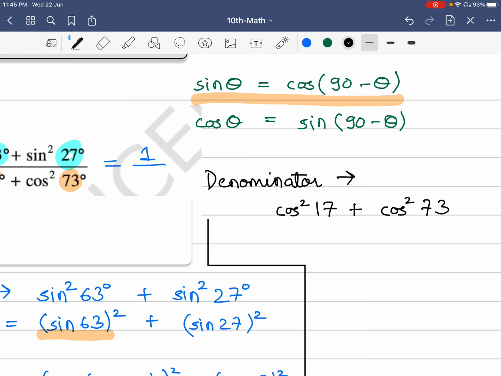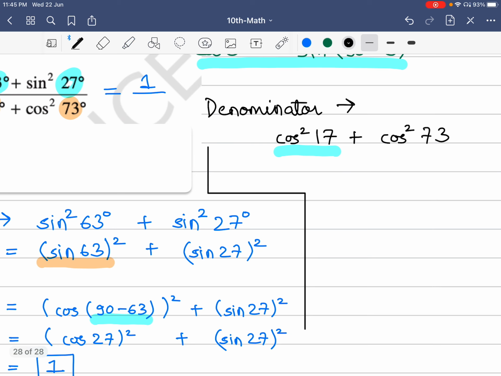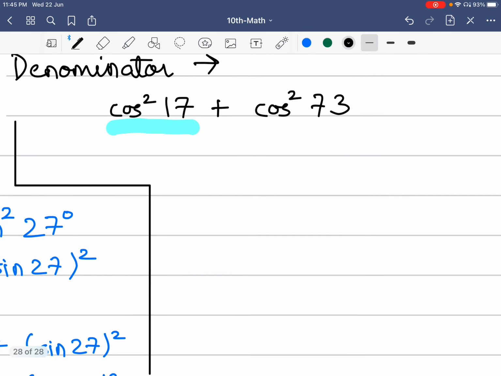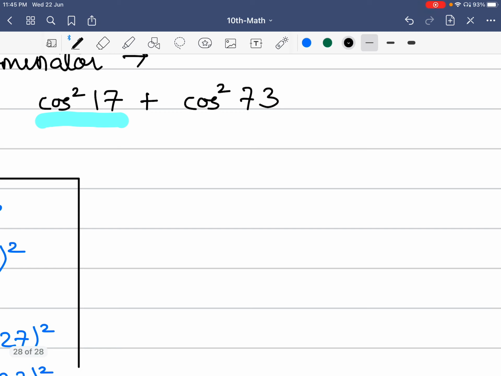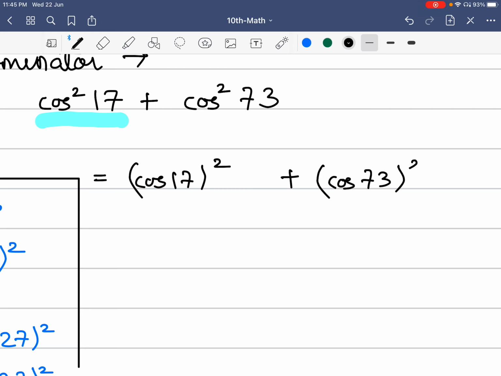Let's assume the first one. I'm going to convert this first term into sine. And how is that possible? Using this property. Okay, so let's go ahead. Let me zoom in. So this is the denominator, and that will be equal to, I'm going to write it first, cos 17 the whole square plus cos of 73 the whole square.